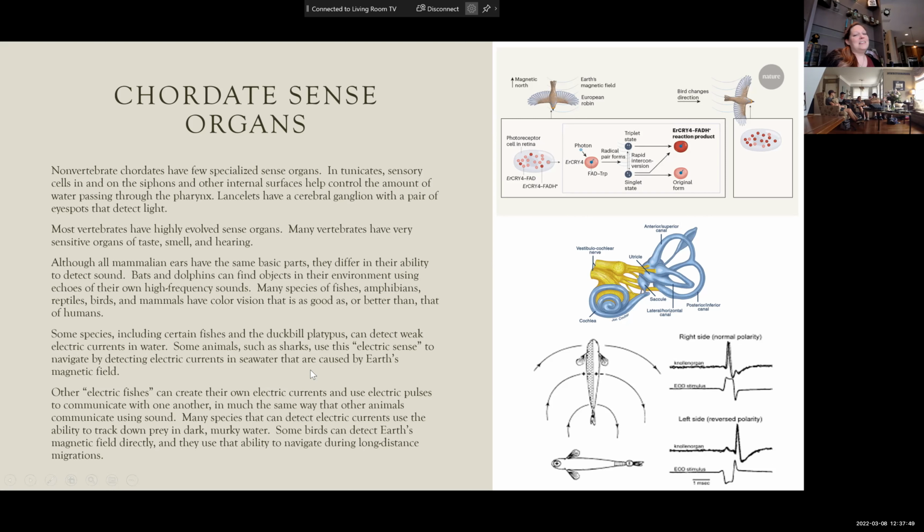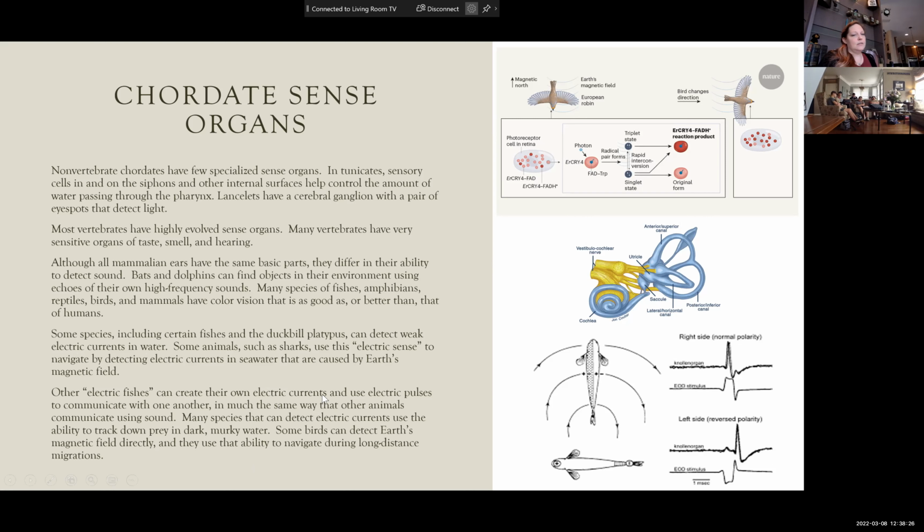So many species of fish, amphibians, reptiles, birds and mammals have color vision that's as good as or better than that of humans. Your dogs don't have color vision like you. You can look that up too. They've done videos with filters so you can see what the world looks like through your dog's eyes, but they see everything in more of a greenish and gray spectrum. They really don't see reds very well and certain other colors, because they lack the cells in their retina that would detect that wavelength.